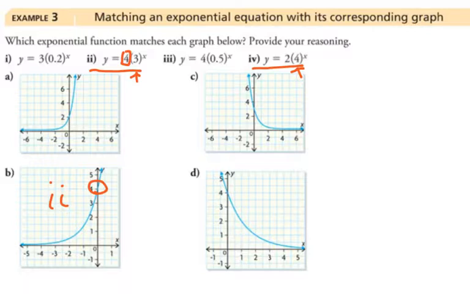So by process of elimination, IV should match with A, but we'll just double check the y-intercept to be sure. And yes, A does have a y-intercept of 2, as the equation says it should. So A would pair with IV.